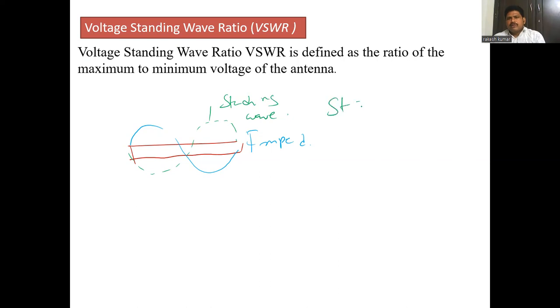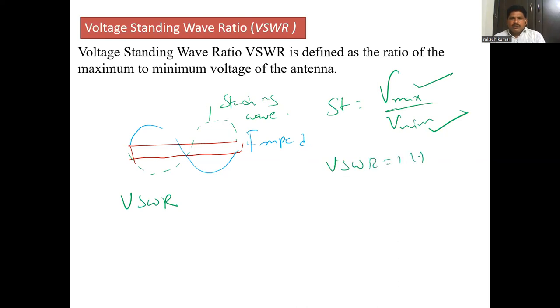Generally, the standing wave ratio is V max by V min. What is the range of VSWR? You can also define the VSWR in terms of the reflection coefficient: it is (1 plus tau) by (1 minus tau), where tau is the reflection coefficient. What is the value of tau? The reflection coefficient is (ZL minus Z0) by (ZL plus Z0), where ZL is the load impedance and Z0 is the intrinsic impedance. So what is the range?